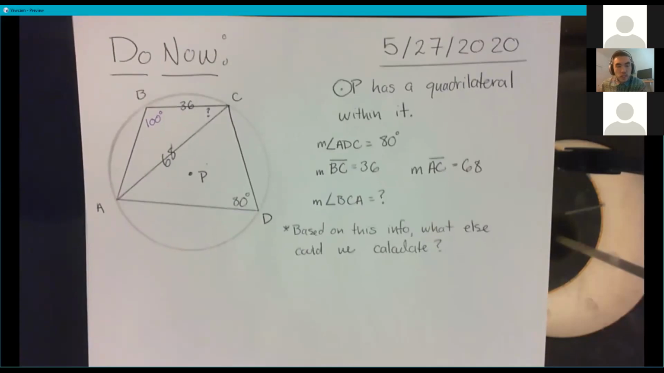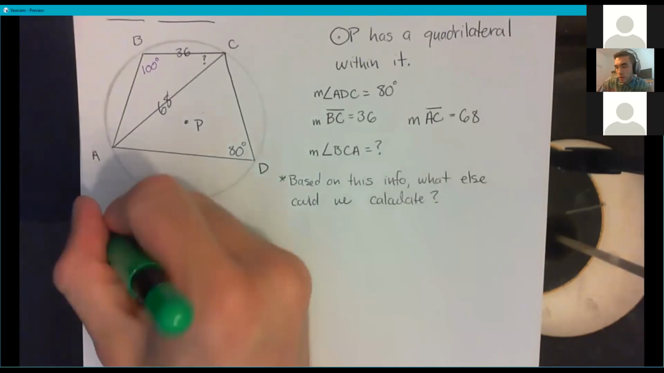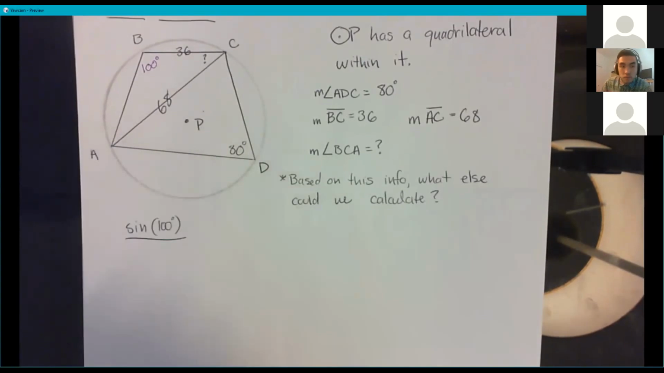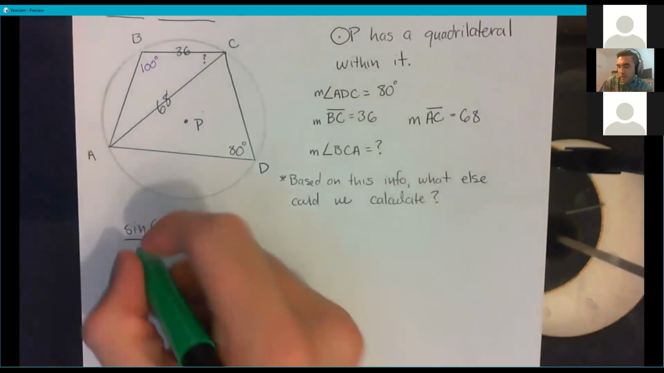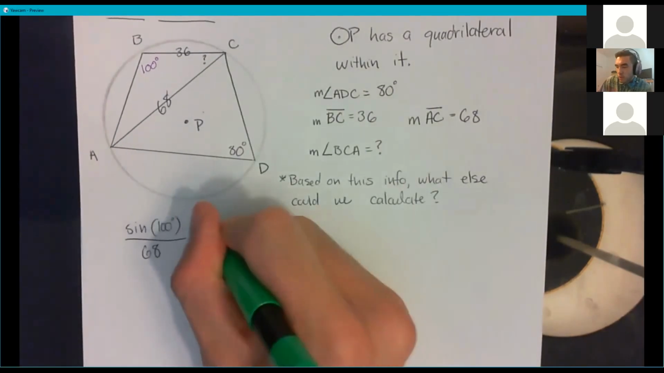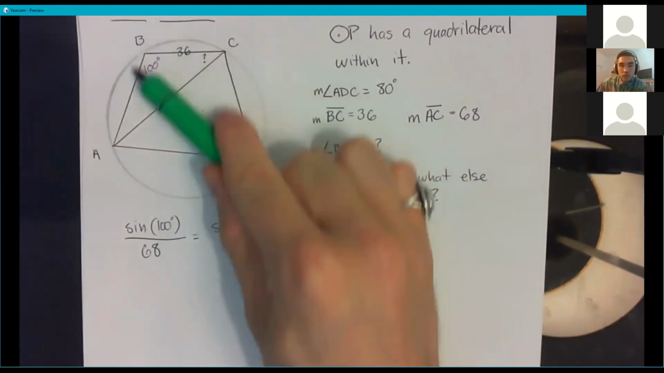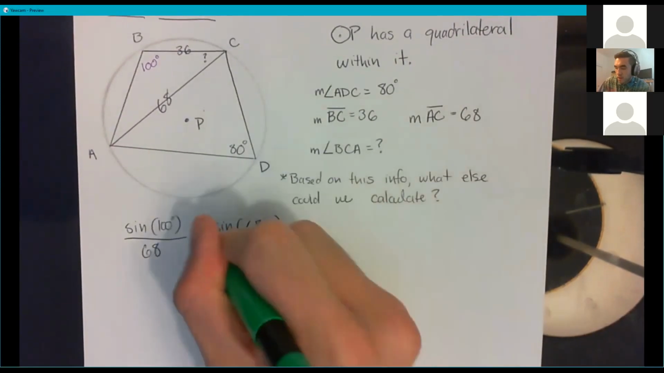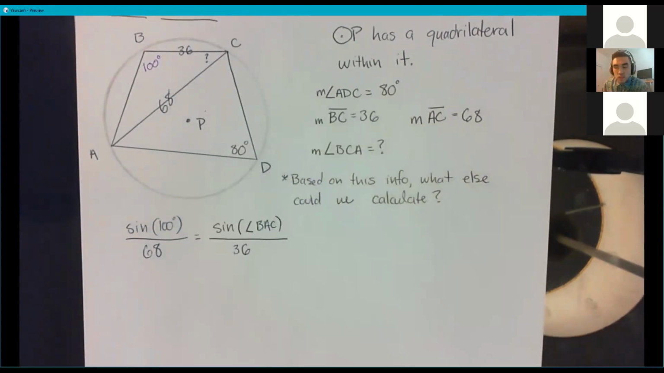So that is to say that the setup that I'm going to be using here is going to be sine of 100, then divided by its opposite side length, which, opposite of that 100-degree angle, we have our length of 68. And this is going to be equal to sine of angle BAC, then divided by 36, because that's its opposite side length. And so this setup right here will let me solve for the measurement of angle BAC.